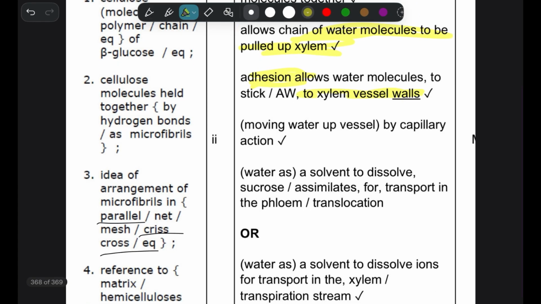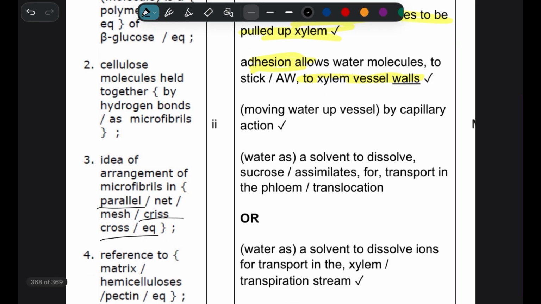Capillary action, essentially, I haven't mentioned it in this video. Essentially, it is mass transport against gravity. This is an OCR paper. That question specifically came from an OCR paper, so maybe it's more important to know for that.